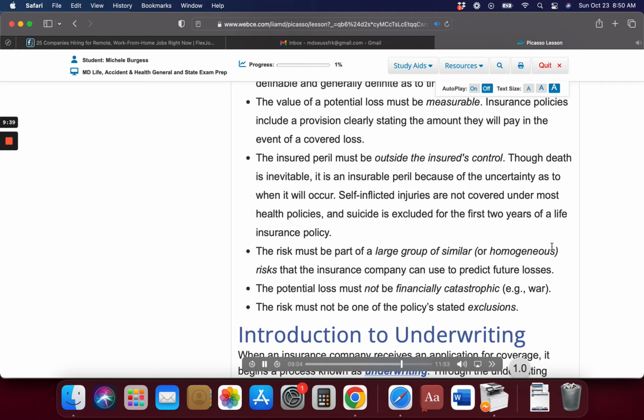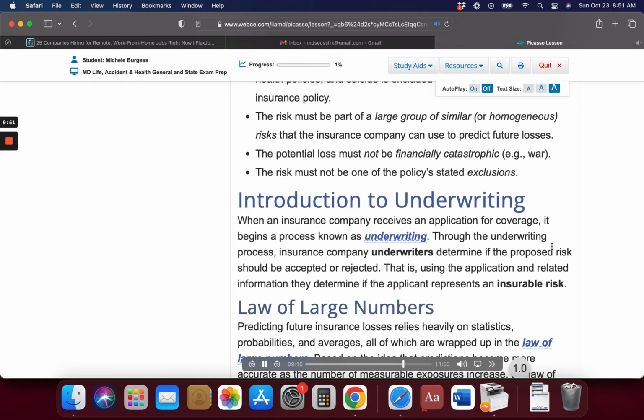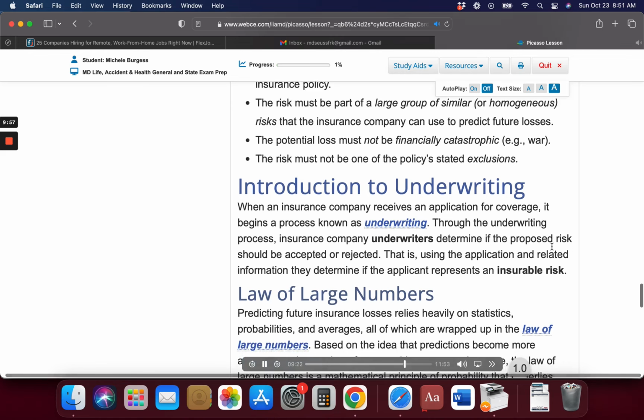The risk must be part of a large group of similar, or homogeneous, risks that the insurance company can use to predict future losses. The potential loss must not be financially catastrophic, for example, war. The risk must not be one of the policy's stated exclusions.